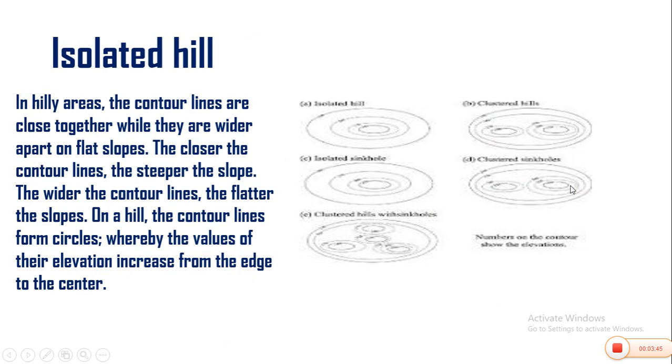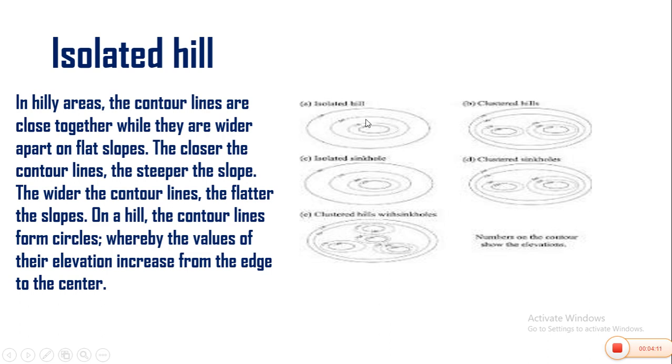Another feature is the isolated hill. The contour lines are close together on a steep slope, while they are wider apart on a flat surface. The closer the contour lines, the steeper the slope. The wider the contour lines, the flatter the slope. On a hill, the contour lines form circles, whereby the values of their elevation increase from the edge to the center. Now, this is how a hill is represented generally on a topographic map.